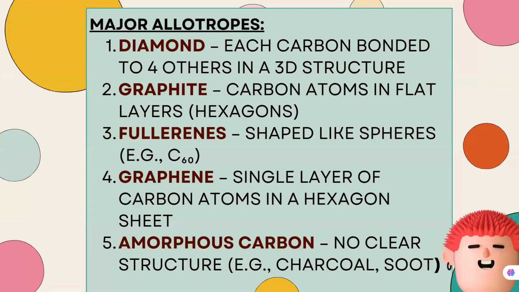So before we start with the major types of carbon, firstly, we define allotropy. Allotropy refers to the ability of carbon to exist in various forms in the same physical state. So now the major types of carbon: we have diamond, each carbon bonded to 4 others in a 3D structure. Graphite, carbon atoms in flat layers, which are hexagons. We have graphene, a single layer of carbon atoms in a hexagon sheet, and amorphous carbon, no clear structure, e.g. charcoal or soot.